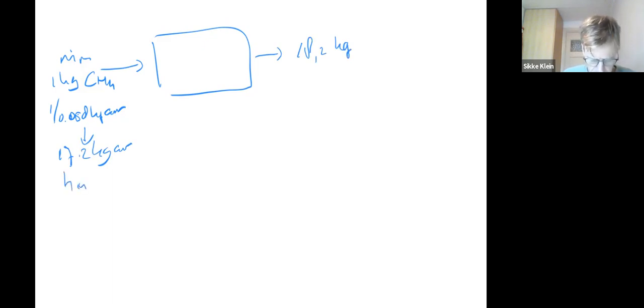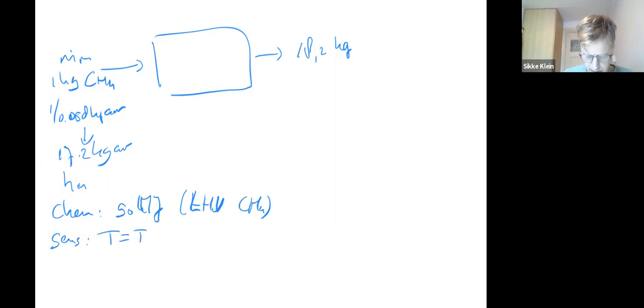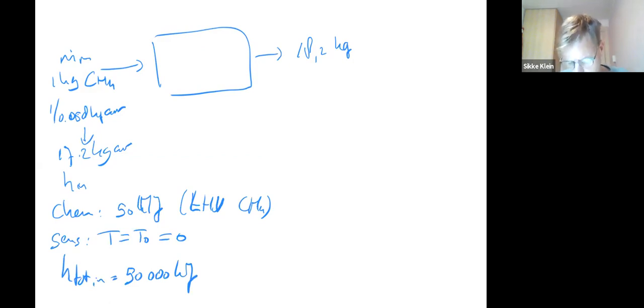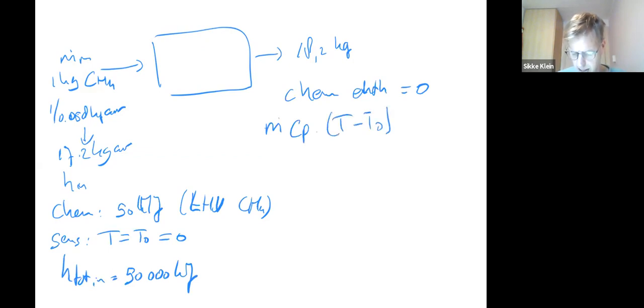H in, well, assume that the chemical part, we had 50 megajoule per kilogram. So 50 megajoule per kilogram is the LHV of CH4. And the sensible part: T is T zero, so the sensible enthalpy is zero. So the H total in is 50,000 kilojoule. And at the M out, the chemical part is zero. So then we have mass times Cp times T minus T zero, equal to the inlet enthalpy of 50,000.